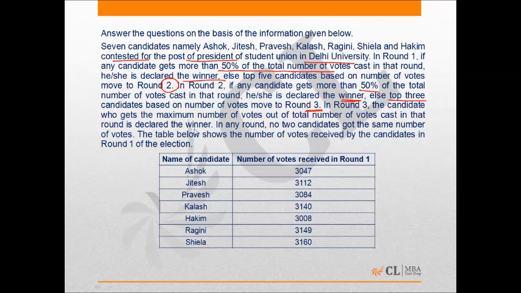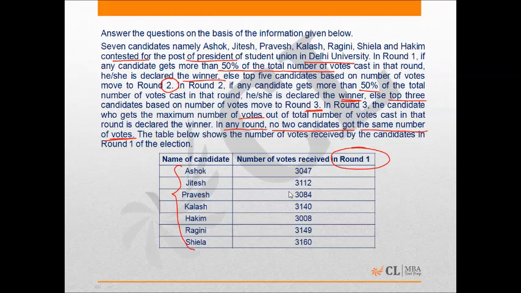In round 3, the candidate who gets the maximum number of votes will be declared the winner, and it is given that in any round no 2 candidates got the same number of votes. This means that in any round all the candidates will be given a distinct number of votes. The table below gives the number of votes received by these 7 candidates in round 1.